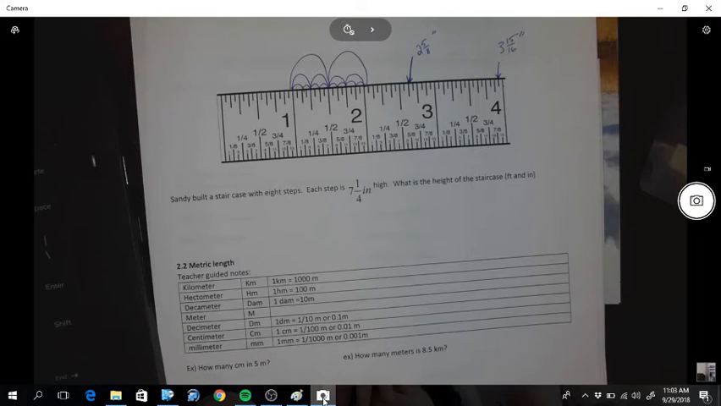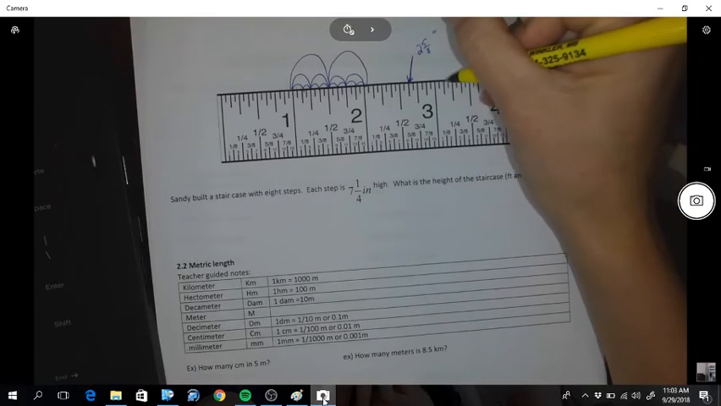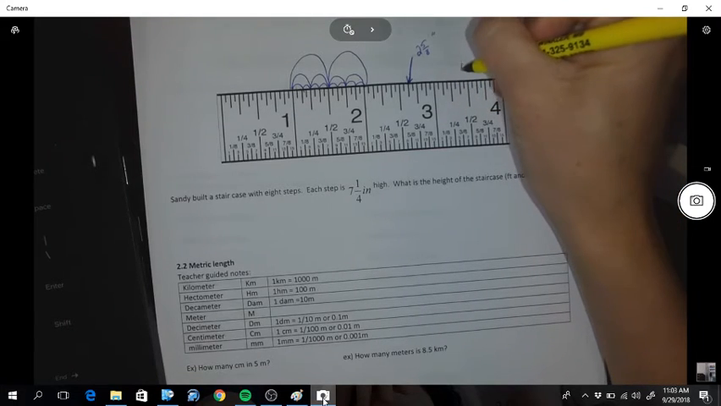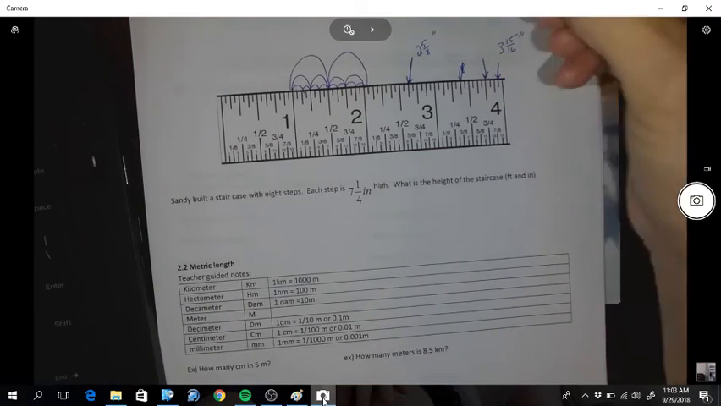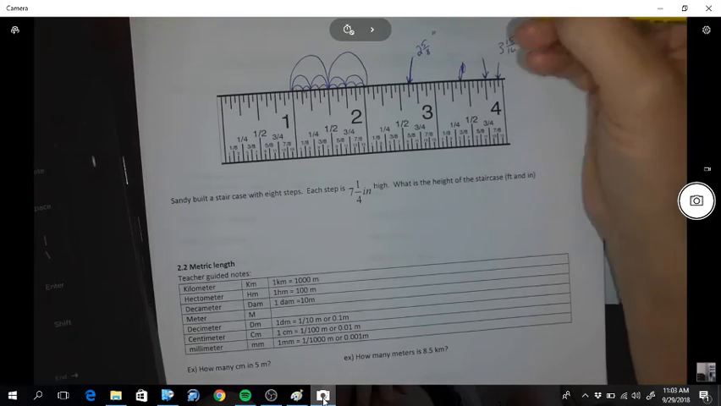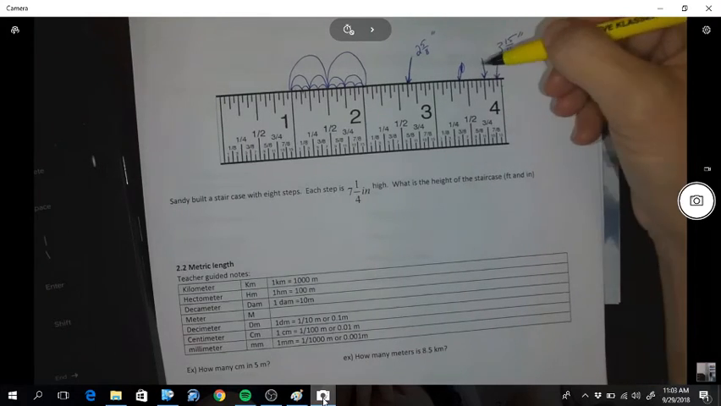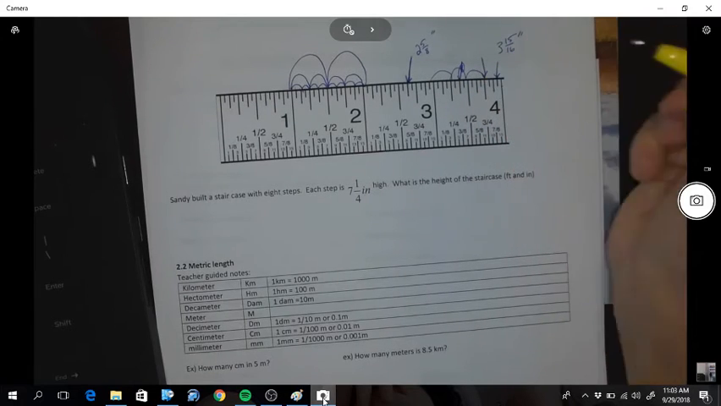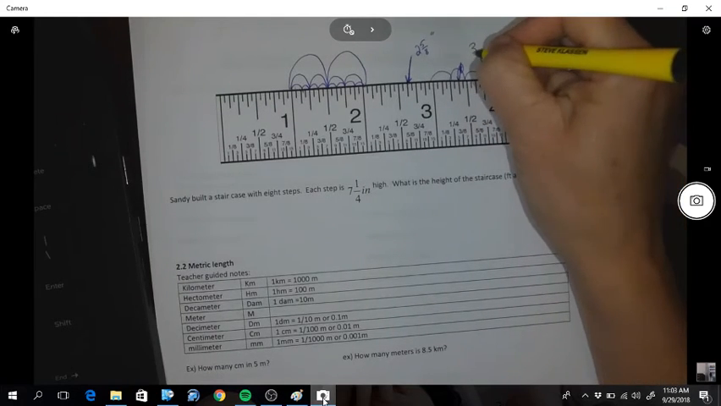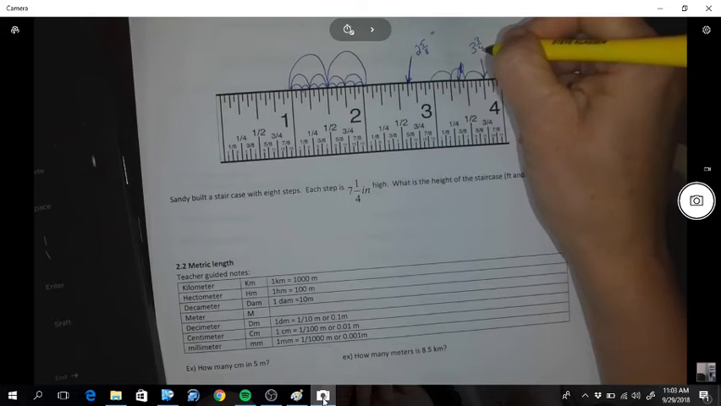Okay, let's do one more. What if I do this line right? Okay, I'll go right here. So now I'm at a papa bear, so that's quarters. So my visual is 1, 2, 3 quarters. So that would be a measurement of 3 3/4 of an inch.